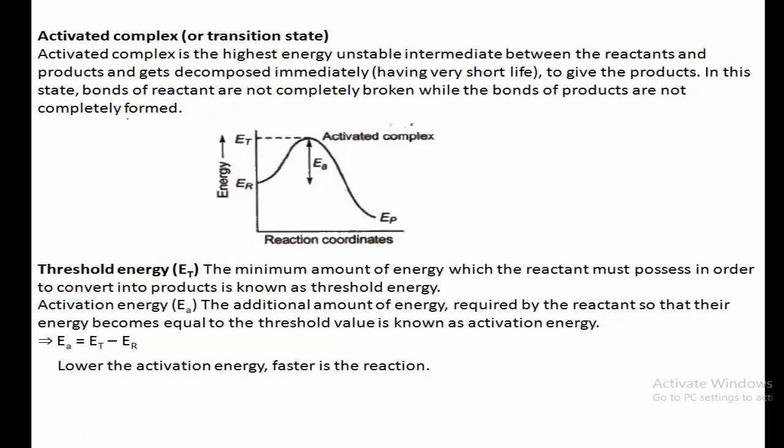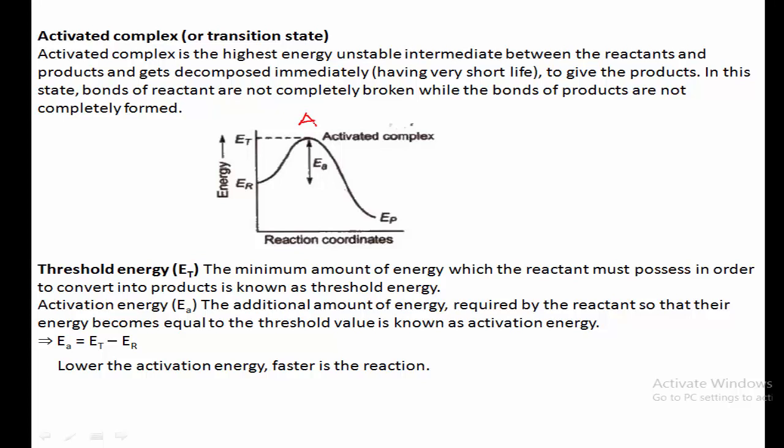Then activated complex or transition state. Activated complex is the highest energy unstable intermediate between reactants and products and gets decomposed immediately to give the products. In this state, bonds of reactant are not completely broken while the bonds of product are not completely formed. So you can simply represent that activated complex.